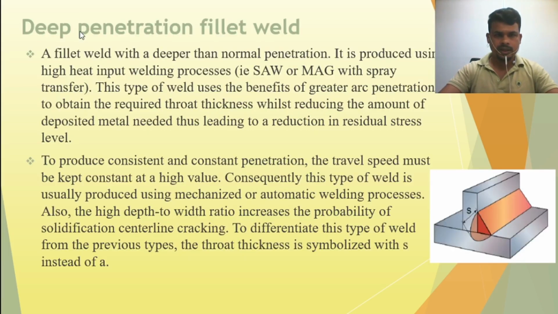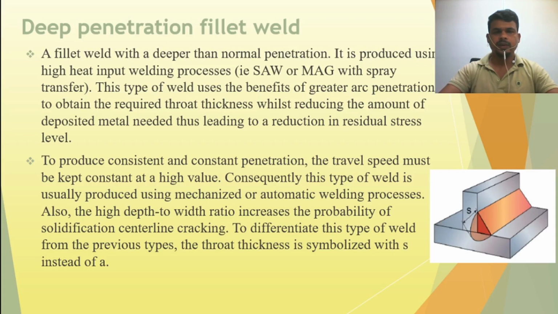So another one is the deep penetration fillet weld. You can see this is the deep penetration fillet weld. This is actually defined as s. So this is the deep penetration fillet weld, a fillet weld with a deeper than normal penetration. It is produced using a high heat input welding process, SAW or MIG with spray transfer. So if we use these two processes, then it will give more deep penetration.